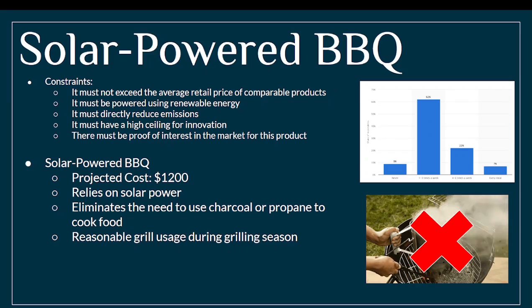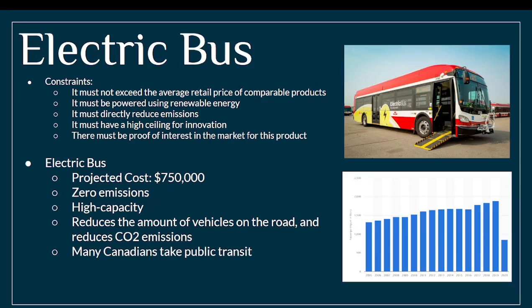We've approximated the market price for the solar-powered barbecue to be around $1,200. Rather than using charcoal or gas, it utilizes the sun to cook food. As well, there is some demand for this kind of product during grilling season. According to sources, the average market price for electric buses is around $750,000. This bus would produce zero emissions and reduce the amount of traffic, and according to the statistics, there is reasonable demand for public transit pre-COVID.